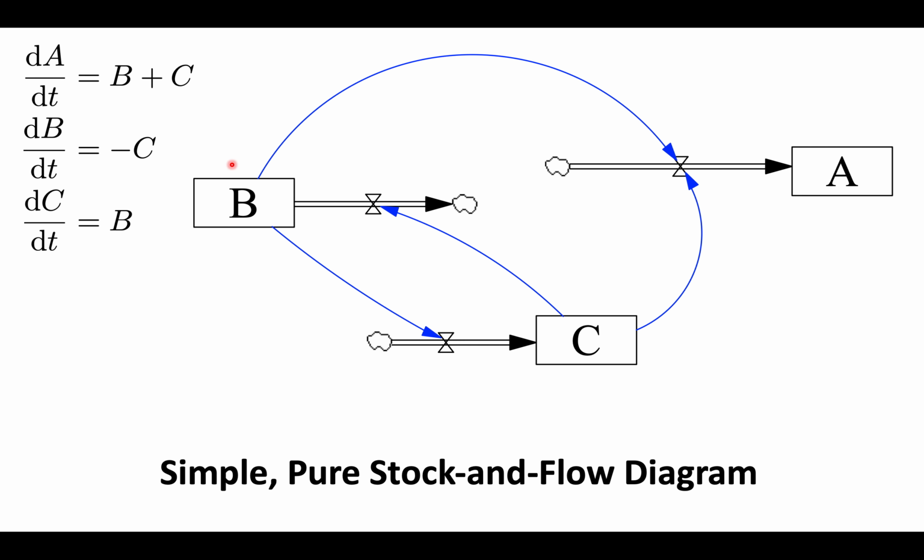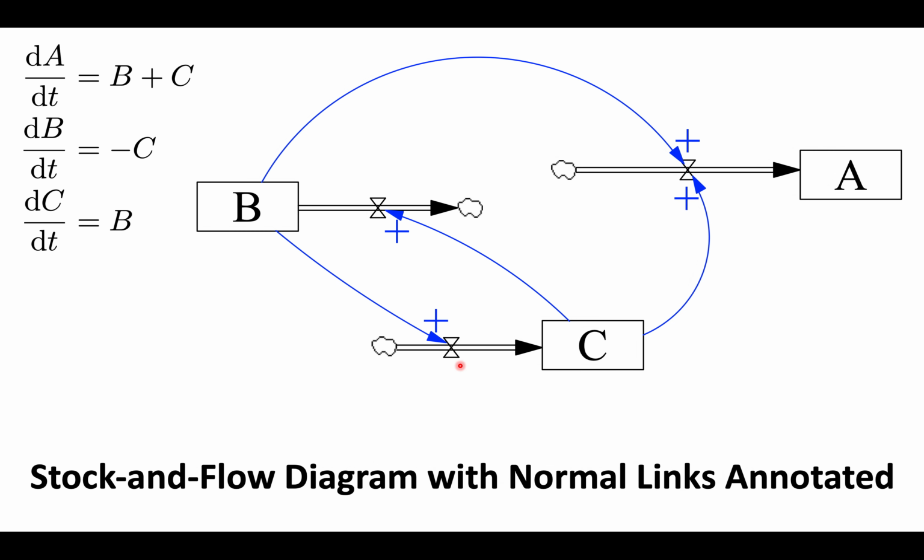So I draw an outflow because I see this as negative, and then I say that the outflow magnitude depends upon C. And then C, like A, is a simple inflow because it's positive here, so I can draw an inflow going into C, and then I can say it depends upon B. So that is a representation of the little differential equation system that I've written in the upper left-hand corner.